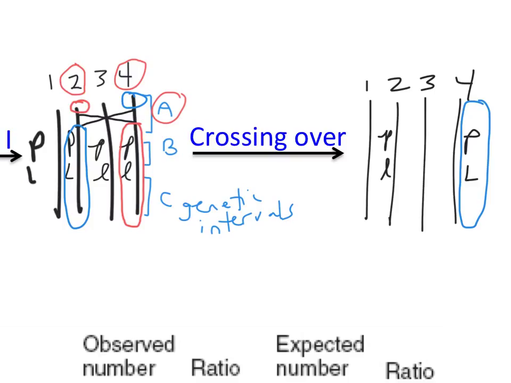What about chromatids 1 and 3 that didn't do anything? There was no breaking, there was no crossing over. What does sister chromatid 1 look like? It's exactly the same. Big P, big L. Chromatid 3 looks exactly the same. There's a little p and a little l.